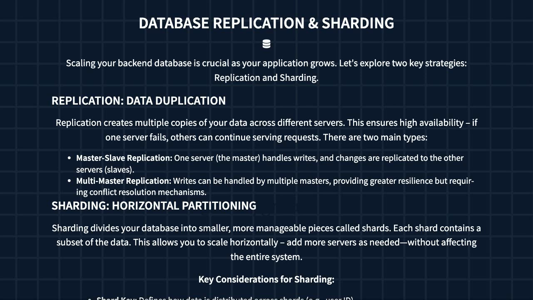You can have a main server handling writes, and then automatically copy those changes to other servers to ensure business continuity. Then there's sharding, which is a bigger strategy for scaling. Sharding breaks up your entire database into smaller chunks called shards, spread across multiple servers. Think of it like dividing a giant library into smaller branches. You can handle more visitors and requests without overwhelming any one location. Choosing the right shard key and considering data locality are crucial to making sharding work effectively.